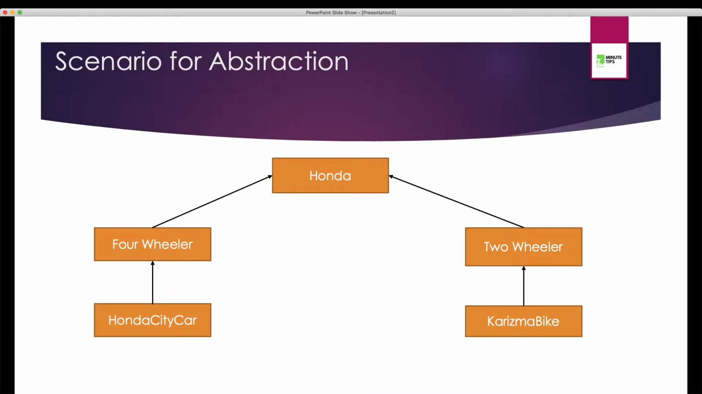That is this one. Let's consider a scenario where we have a Honda company. Let's say we are the owner of this company. Our company has two sections. Our company manufactures four-wheelers as well as two-wheelers. In the four-wheeler section we have a car, the Honda City car. And under the two-wheeler section we have a Karizma bike. Okay, not car, sorry, Karizma bike. So just consider this scenario.